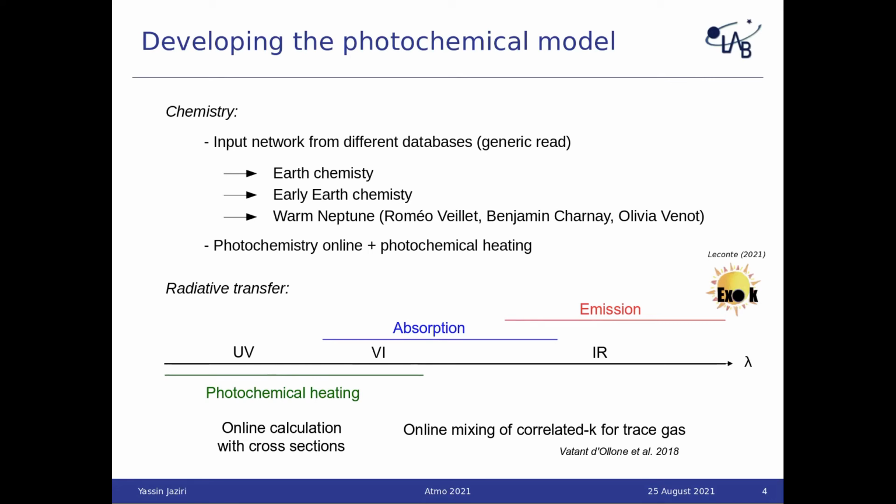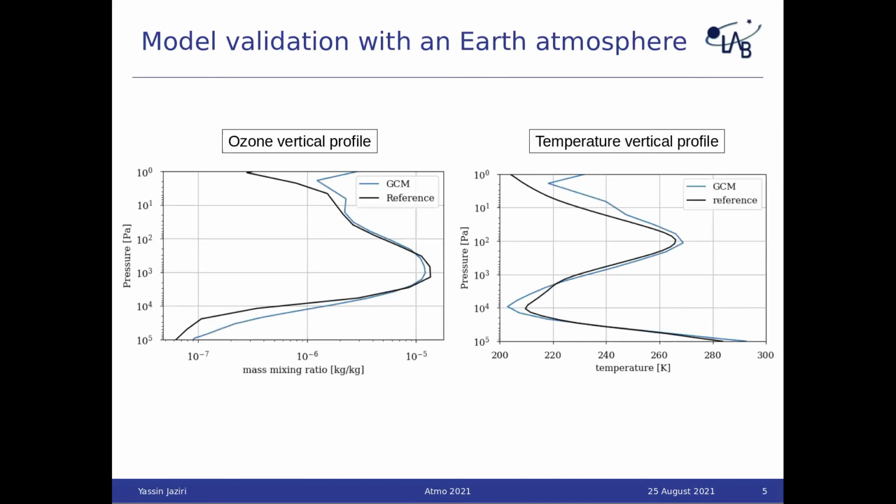And to deal with the diversity of resolution and composition to compute the correlated-k tables, we use the Python library Exo_k. We validated all the development with the Earth application by checking the temperature and the ozone profile, which are very good indicators for the photochemistry and the photochemical heating of what we developed. Here you can see the GCM output and the data references for Earth, and you can see that we get a good agreement, in particular for a generic model, which is not overtuned for the Earth.